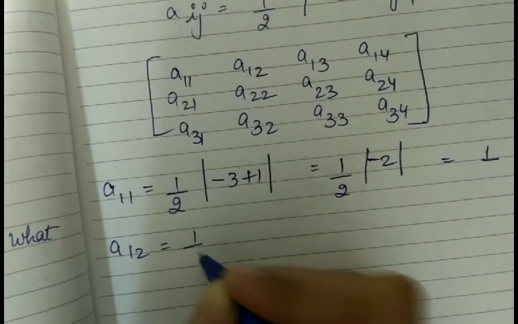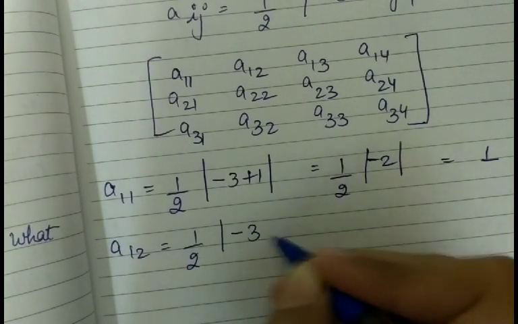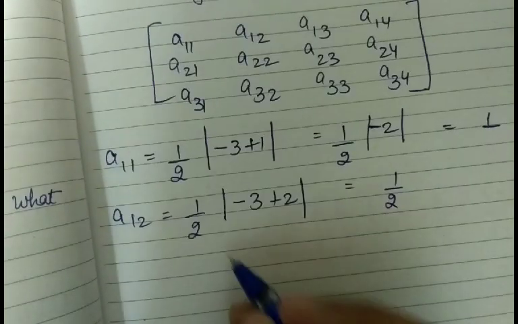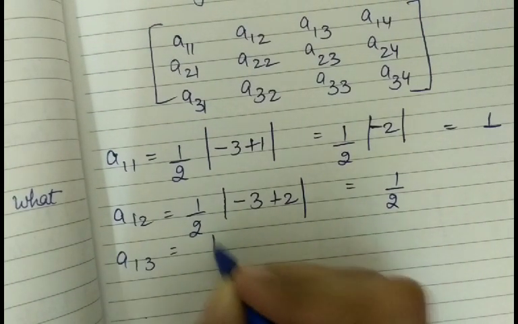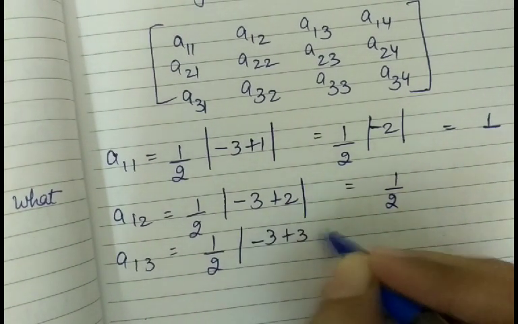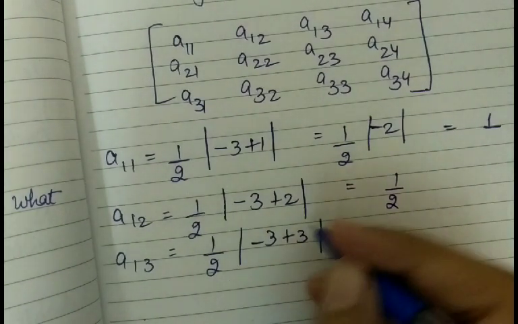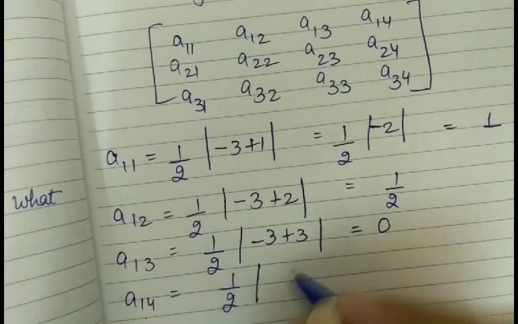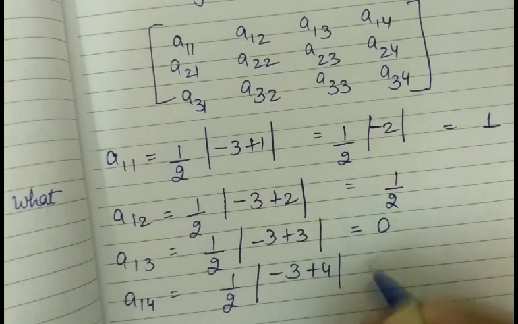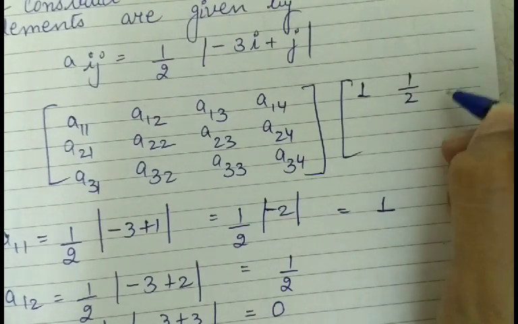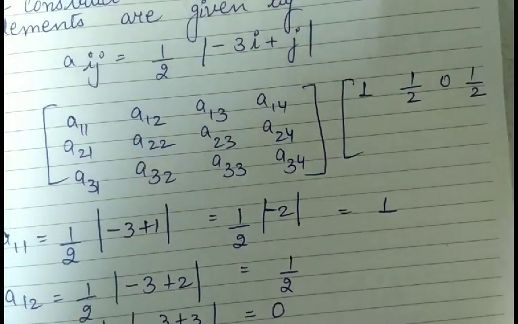Next, A12, half of minus 3 plus 2. This will be 1 by 2. A13, half of minus 3 plus 3. That will be 0. A14, half of minus 3 plus 4. That will be 1 by 2. So we have found here first row elements, that will be 1, 1 by 2, 0 and 1 by 2.